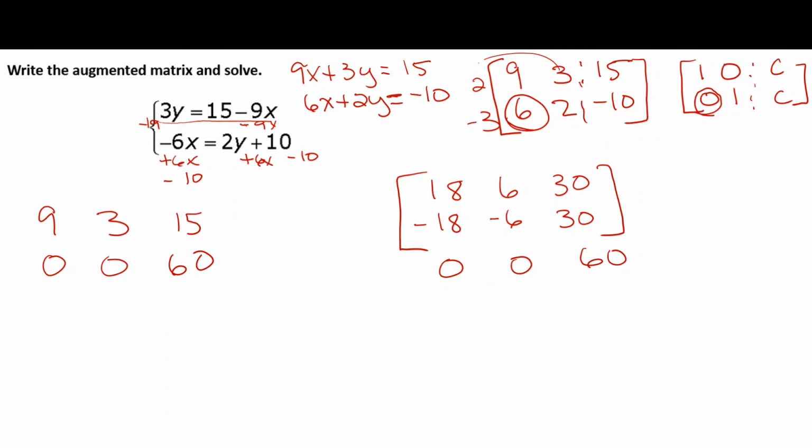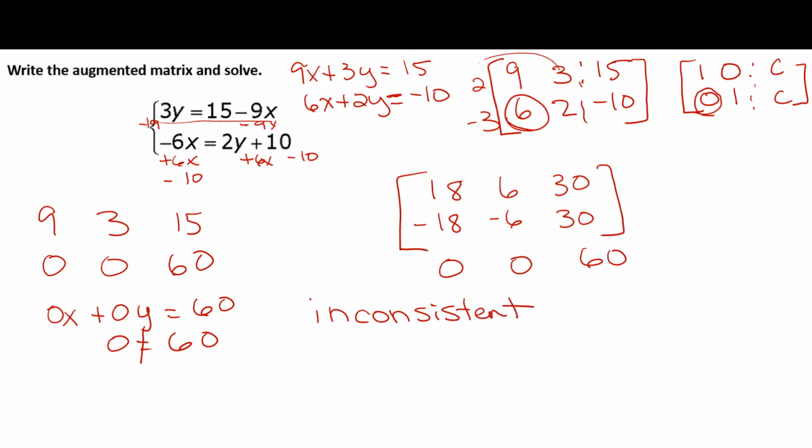But let's look at this for just a minute before we go any further. So I see that this is going to be 0x plus 0y equals 60. So that means 0 equals 60, and that is not ever true. So our system is going to be called inconsistent. All right, there you go. So our system is inconsistent if we end up with zeros like that.